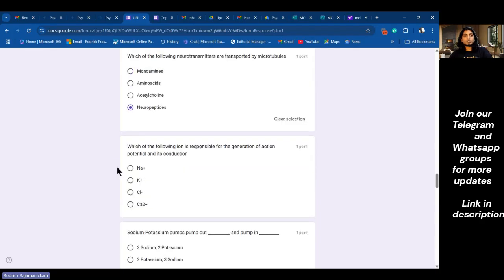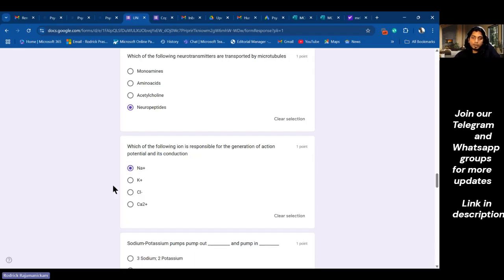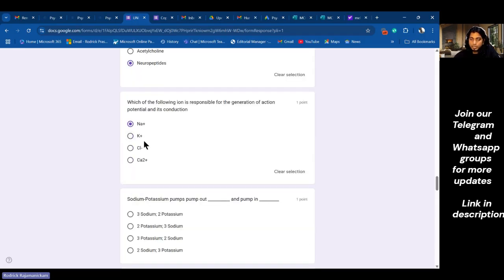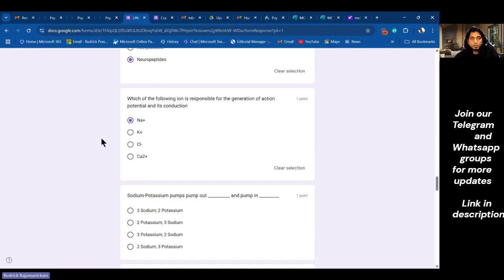All right. So which of the following ions is responsible for generating action potential and its conduction? All of them are kind of involved, but conduction is mostly because of sodium. Sodium enters rapidly and then it moves and triggers further opening of sodium channels. And then again, sodium rushes in. Of course, potassium also rushes out, but that doesn't trigger further sodium channel opening. So it is mostly sodium that is involved.